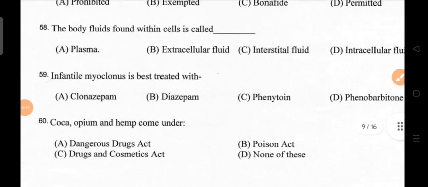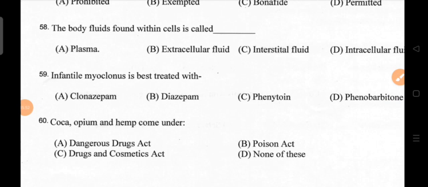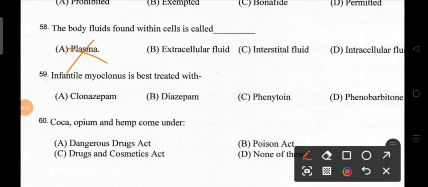Next, coming towards question number 58. The body fluids found within the cells are called as. Options are plasma, extracellular fluid, interstitial fluid, and intracellular fluid. So what will be the answer? Plasma, as we know, is the fluid part of the blood devoid of corpuscle. So this is not the answer. And what is the extracellular fluid? These are the fluid present outside the cell. So this is not the answer.